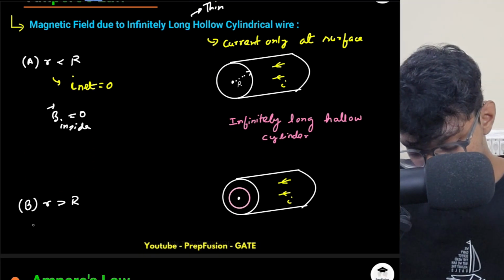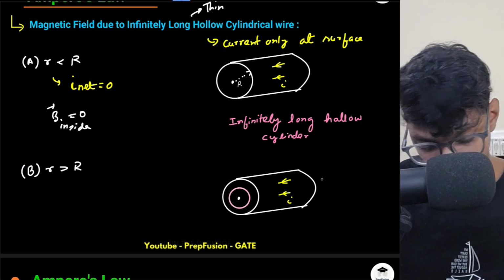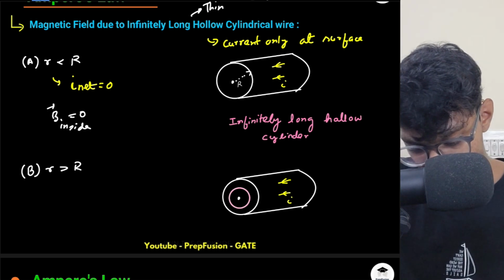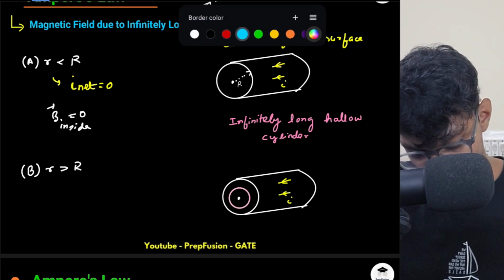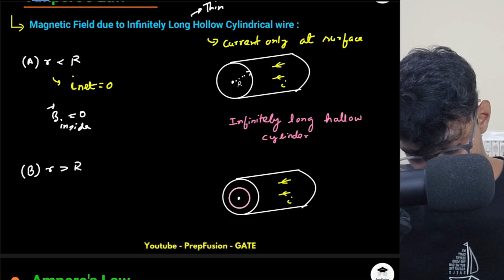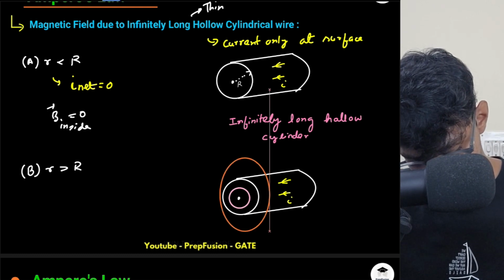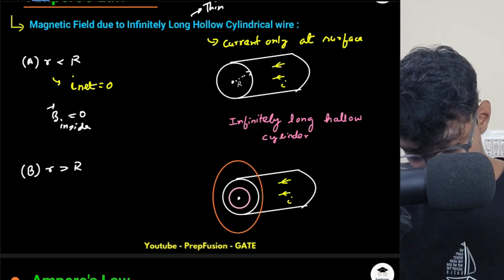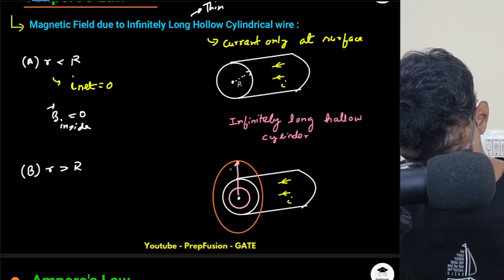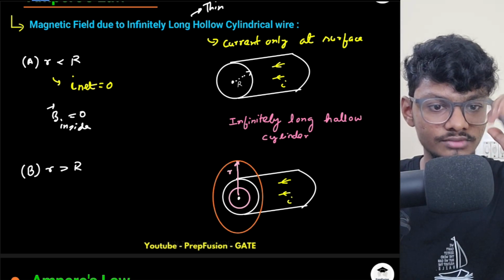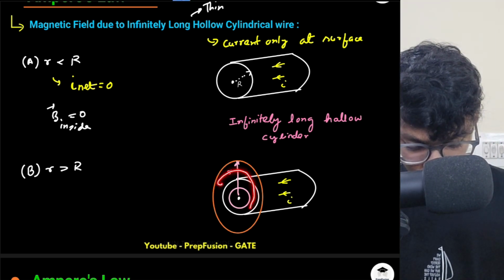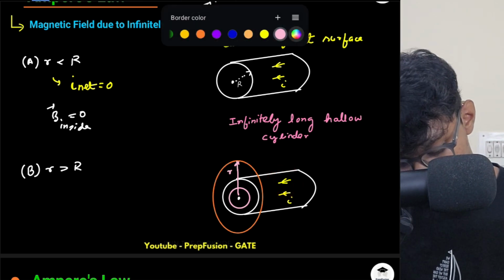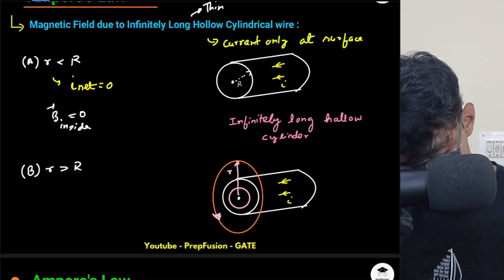Now if my r is greater than capital R, that is, I am lying outside, the derivation will be the same. Again I will choose an Amperian loop at a distance r, small r. What am I observing? Again, what is the direction of the magnetic field? It is something like this, right? If the current is flowing in this direction, the magnetic field will be in this direction. So I will assume the same direction as the direction of the magnetic field.